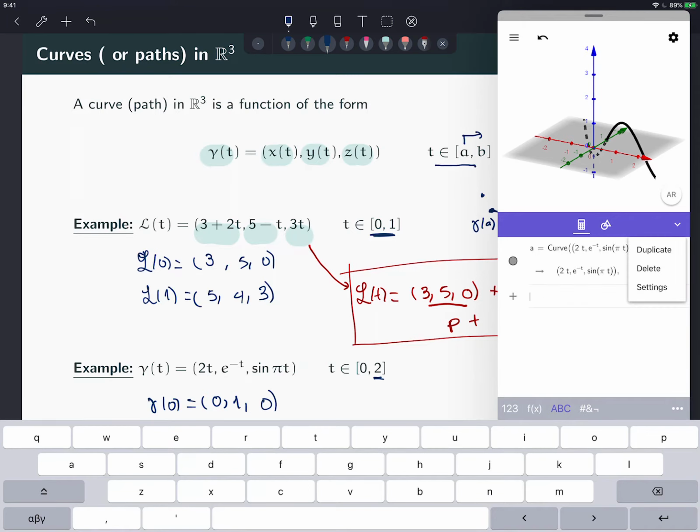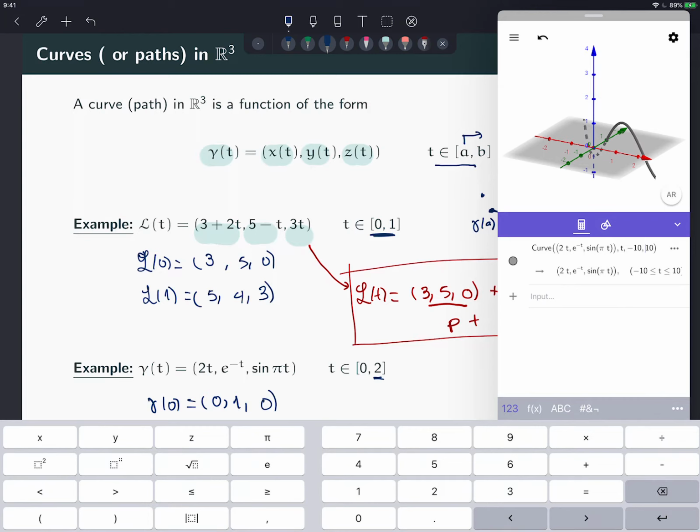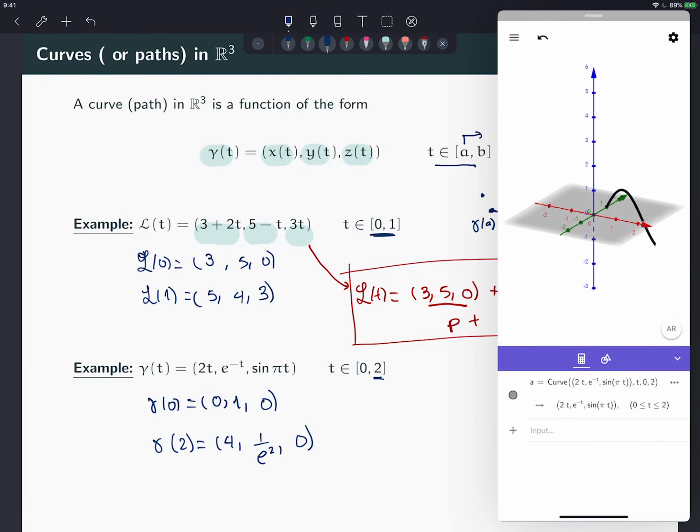There should be a way to control from where to where. I want the t's right here, right? So it says t. See, I only type the first part. And if I do from 0 to 2, I can delete this and put a 0 to 2. And that's what I wanted to see. Okay, something like that.